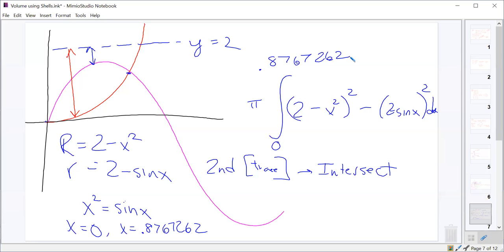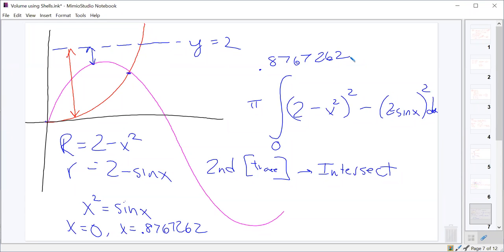Do you guys all get that? You all got the intersection point okay? What did you get as the value for the integral? Our radii are 2 minus x squared and 2 minus sine x. The difference between the two functions.